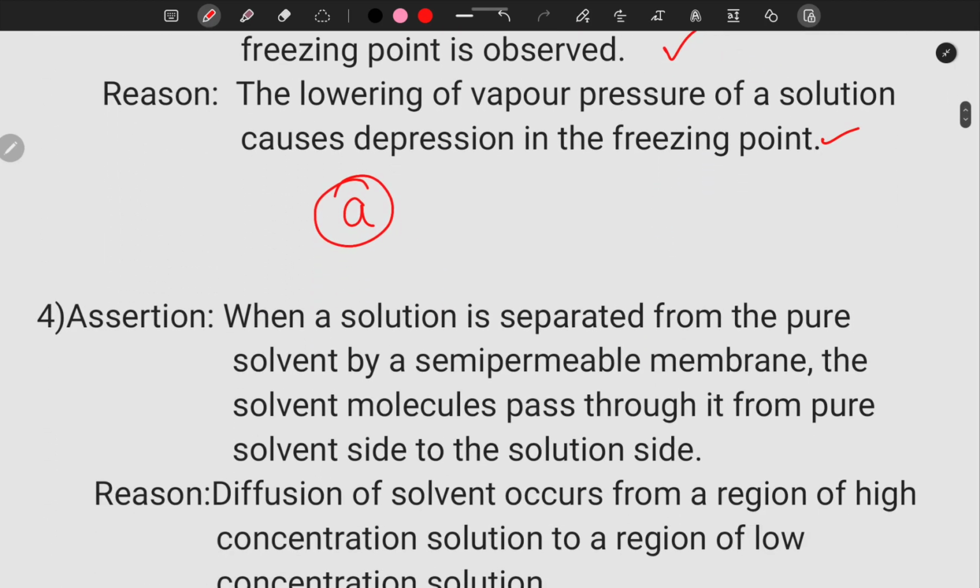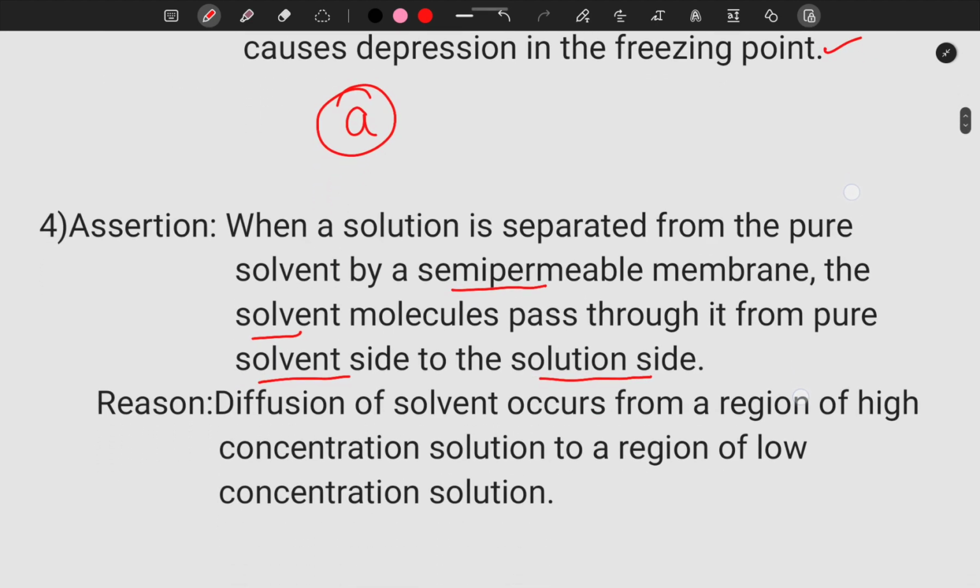Fourth question: when a solution is separated from the pure solvent by a semi-permeable membrane, the solvent molecules pass through it from pure solvent side to solution side. The movement of pure solvent from pure solvent side to solution side is known as osmosis. So this statement is a correct statement.